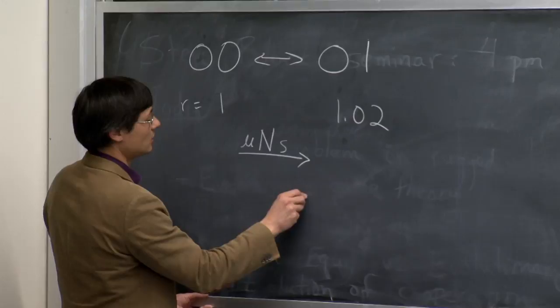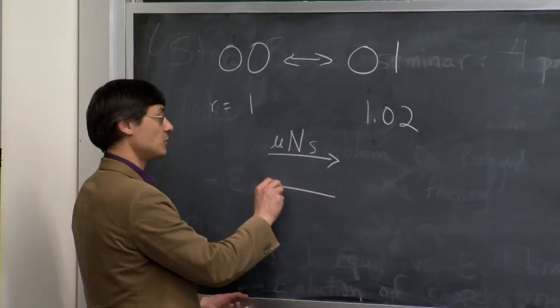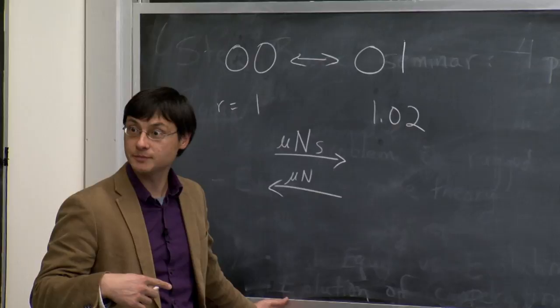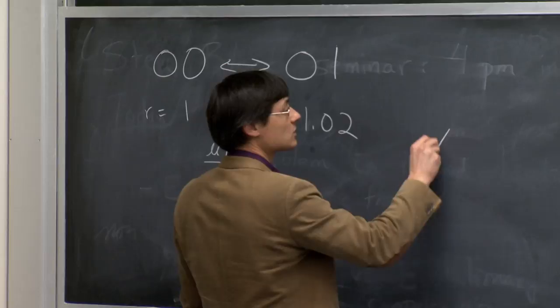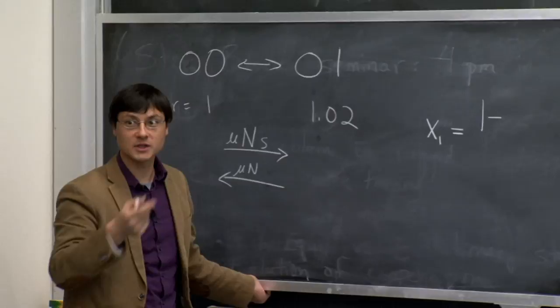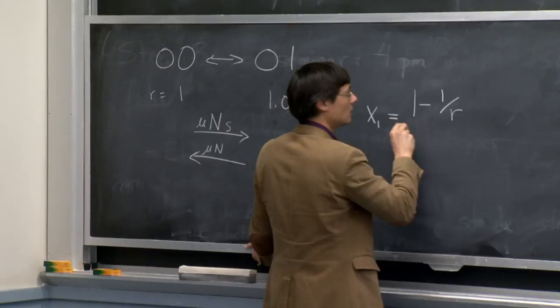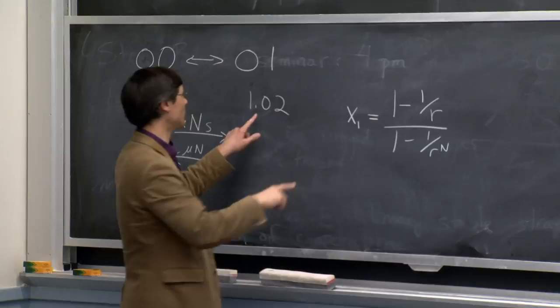And now what we want to know is the rate of coming back. The beginning part's the same, because mu n is the rate that you get this deleterious mutant in the population. But then we need to multiply it by the probability of fixation. The probability of fixation was this thing, x1, which was 1 minus, now this is r in the other direction, so be careful, because the general equation was 1 over... But now r, instead of being 1.02, is 1 over 1.02.